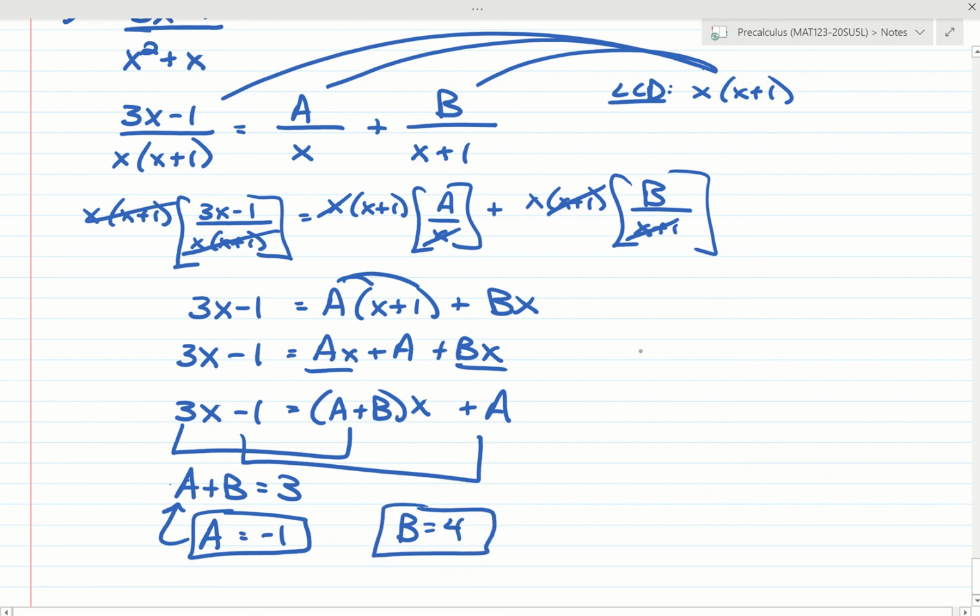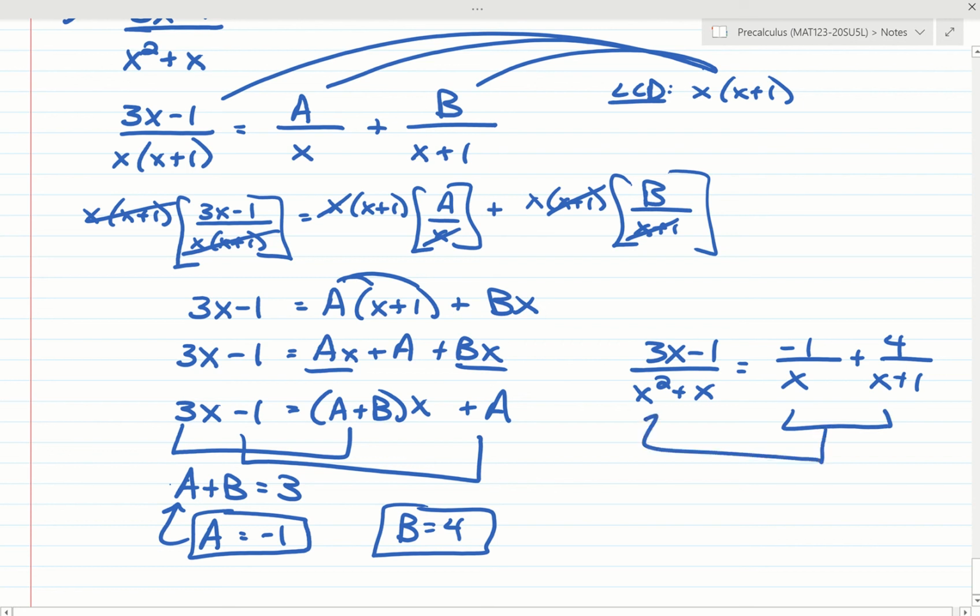So as far as our answer, 3x minus 1 over x squared plus x decomposes to be negative 1 over x plus 4 over x plus 1. So if you were to get a common denominator here and combine the fractions, you would get 3x minus 1 over x squared plus x. It's a cool thing.